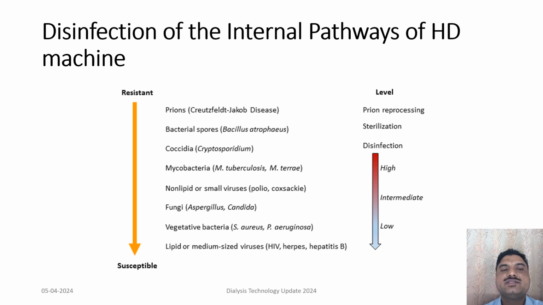So this can very well be understood from this diagram. Here the highest level of sterility can be achieved with the clearing of the prions, and below that is the level of sterility called sterilization, where even the bacterial spores are destroyed. For high level disinfection, what is important is that the microbes in the form of mycobacteria are killed, and all those below that level should also be killed.